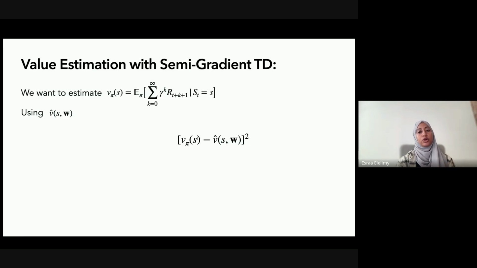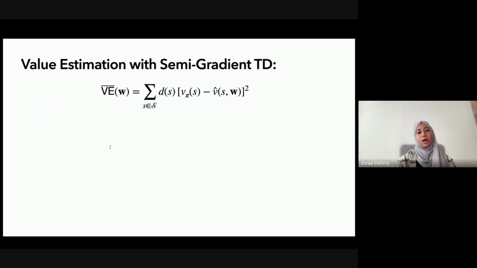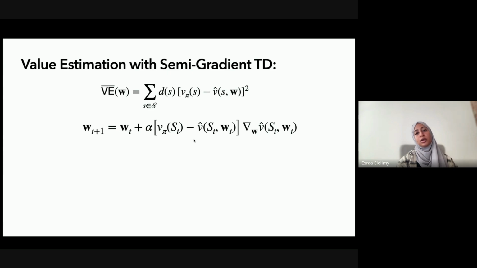And we want to do that for all the states, not just one state. So we will sum over all states, and we will weight different states by some weighting. So maybe I care about some states more than other states, so I will give them different weightings. And this quantity is called the value error. So this is the value error. We want to minimize this value error because if we minimize it, that means our estimate is close to v_π. So we can do gradient descent. So that will be our weight update.